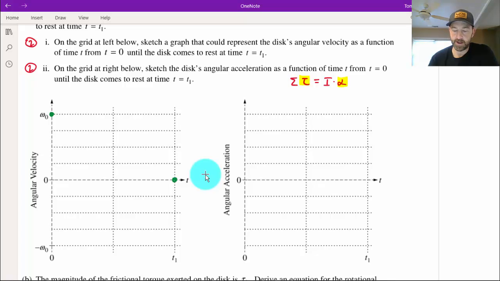And if we think back to when we were doing, I'm going to write that in here real quick, constant acceleration.